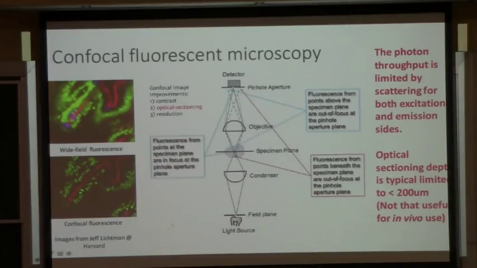And also with this focusing of the light, it will decrease the scattering of the light and decrease the decay of the light. For example, here you have a wide field fluorescence and a confocal fluorescence. The two images show that the confocal has a pretty high resolution.